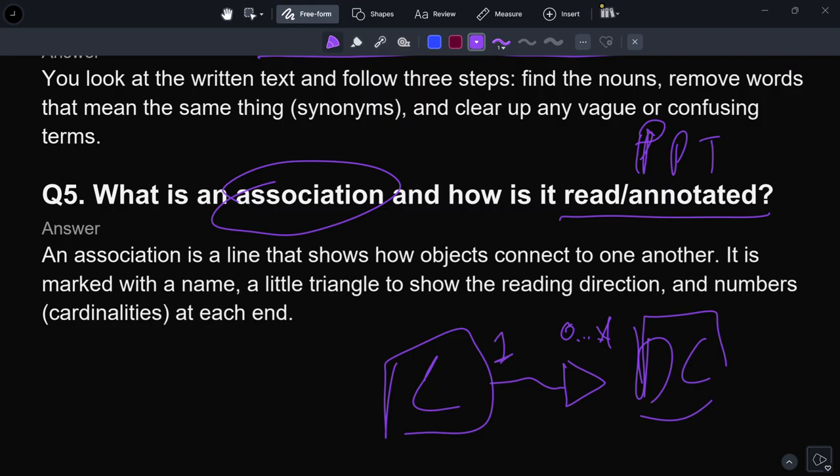And always read from one class across the line to the other. For example, one customer can hold 0 to many debit cards. One debit card is held by exactly one customer. And this is very clear, okay? One debit card is held by exactly one customer.